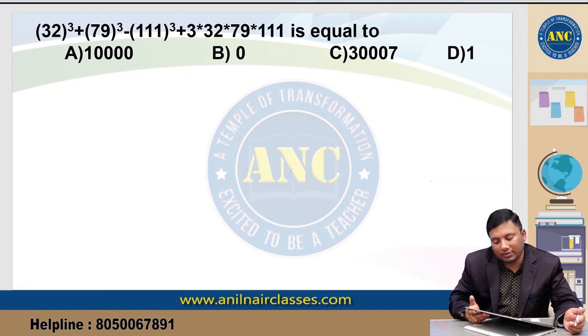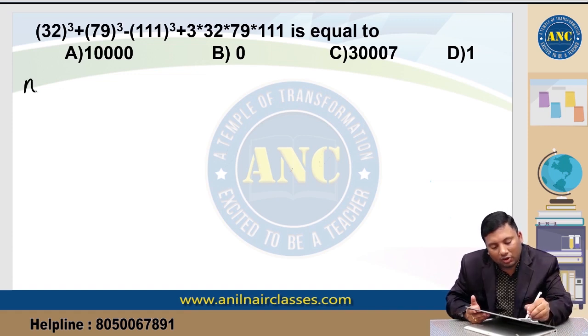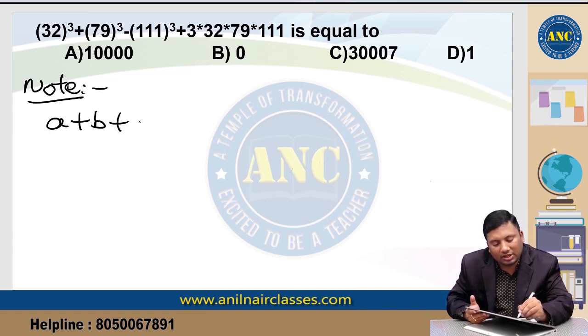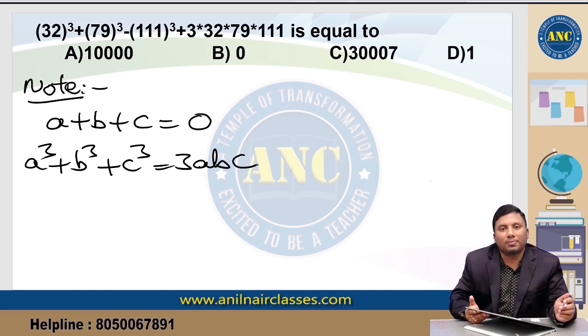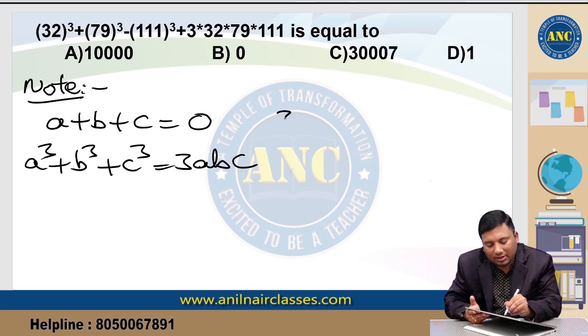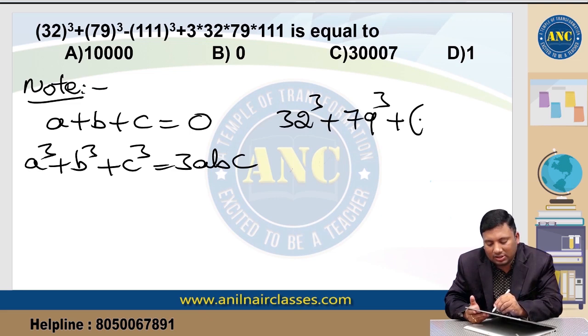32 cube plus 79 cube minus 111 cube plus 3abc. Now if you see here, note a plus b plus c is 0. If a plus b plus c is 0, a cube plus b cube plus c cube is 3abc. So 32 cube plus 79 cube plus minus 111 whole cube is 0.